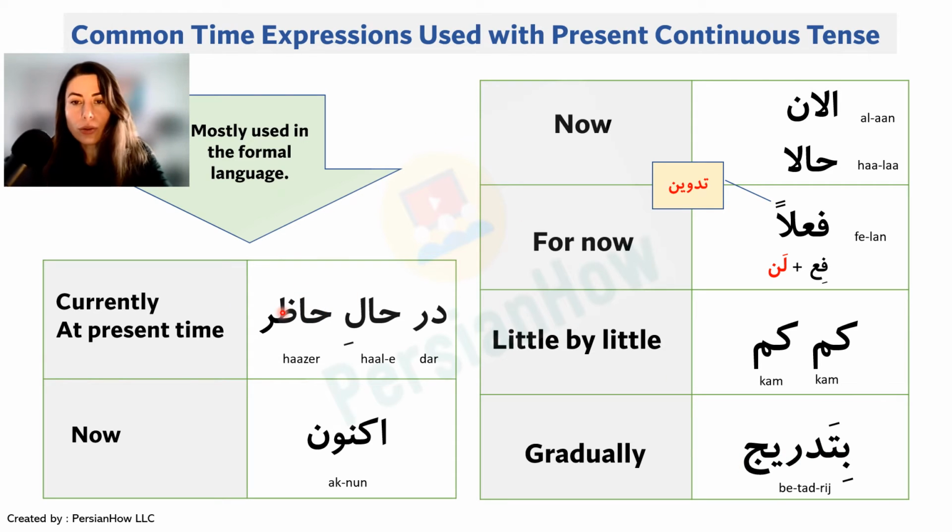There's also more. It's not only what you see here, but there are two very commonly used in the formal language. For example, dar hal hazir, which means currently or at the present time, or aknun, which means now. But these are mostly used in the formal language. You don't need to know them for now, but I would say at least try to learn the ones here.